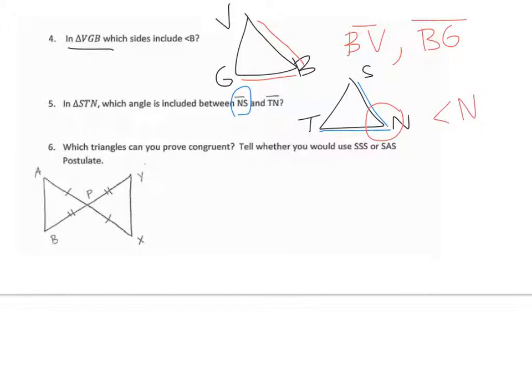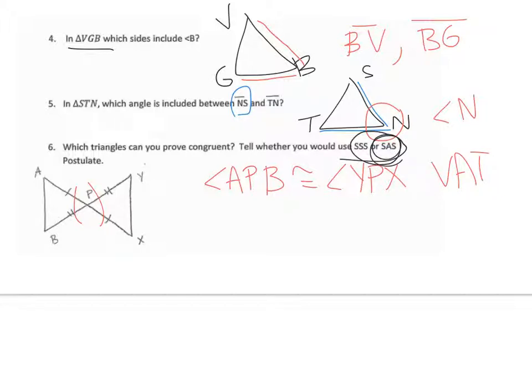And the last one, which triangles can you prove congruent? Tell whether you'd use side, side, side or side, angle, side. Right now I don't see a side, side, side. I would have to know that this and this were equal in order to be side, side, side. But I can say that these two angles are congruent, so I can write that angle APB is congruent to angle YPX by the vertical angle theorem. So then, since this angle is between these two sides, I can say that the two triangles are congruent by side, angle, side.